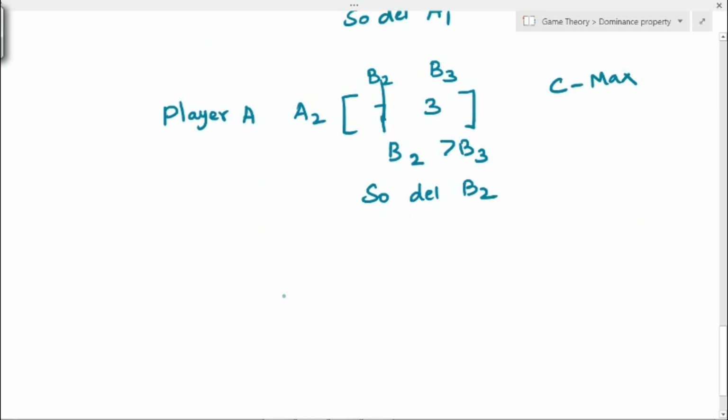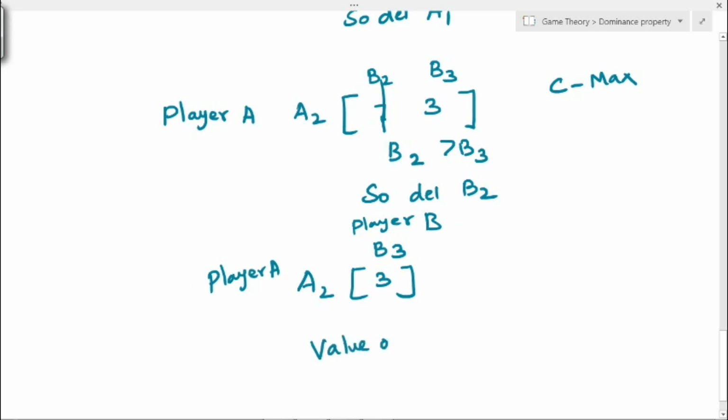Then the remaining value is strategy A2 and 3 with strategy B3. This is for player A, and this is for player B. So therefore the value of the game is 3, right? What is the optimum strategy for player A? That is A2. The optimum strategy for player B is B3, and the value of the game is 3.